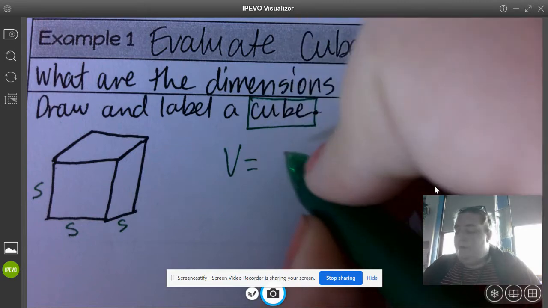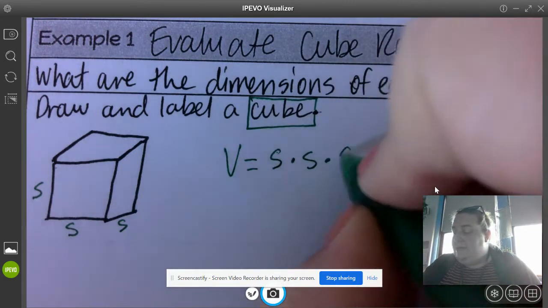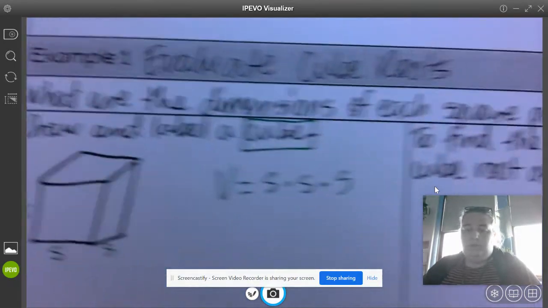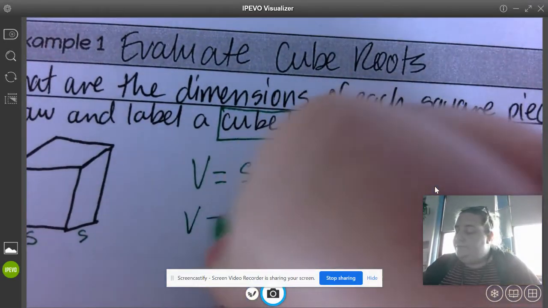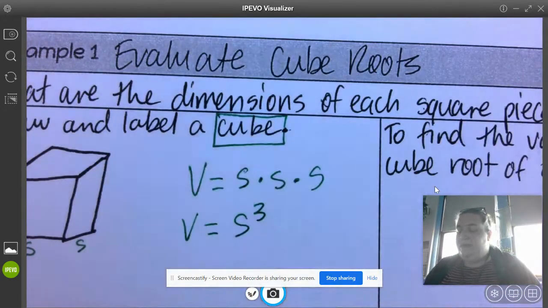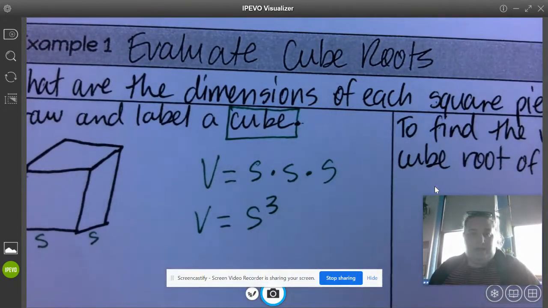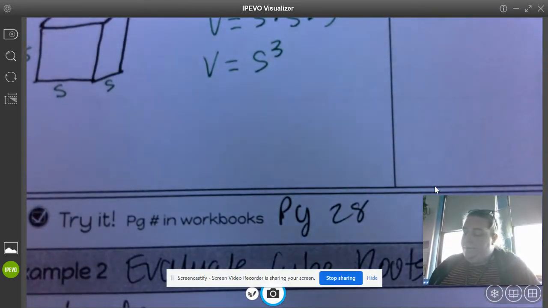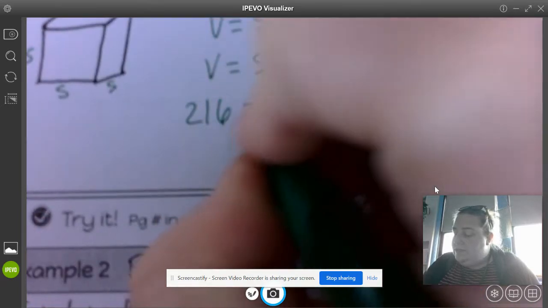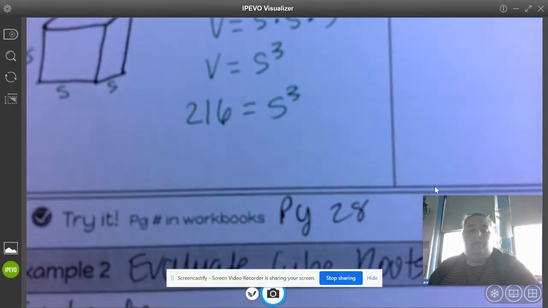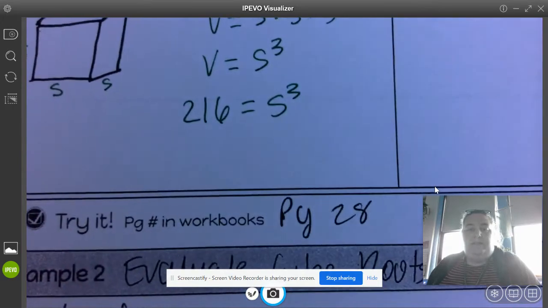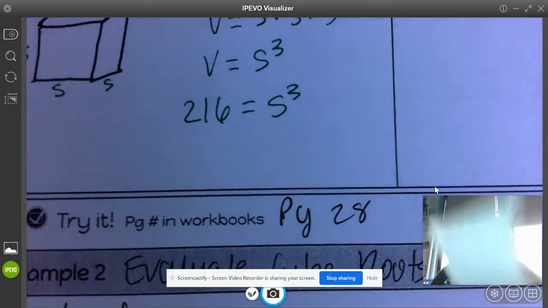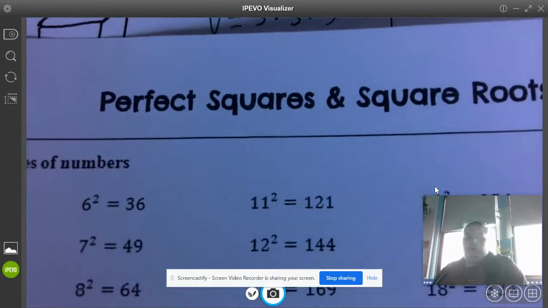To find volume, I have to do side times side times side, okay? And specifically for a cube, because all the sides are the same, I can basically simplify that to s to the power of 3, or s cubed, okay? All right, so what do we know? We know that the volume is 216, and we know that it's going to be equal to s to the power of 3.